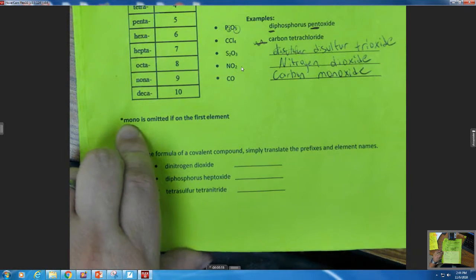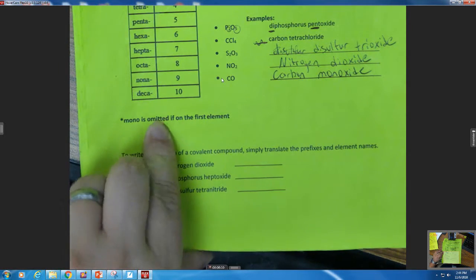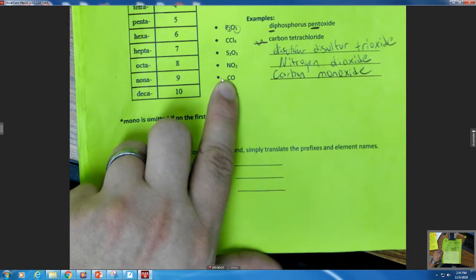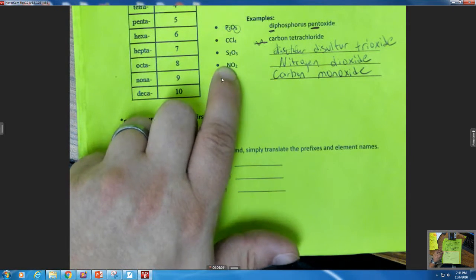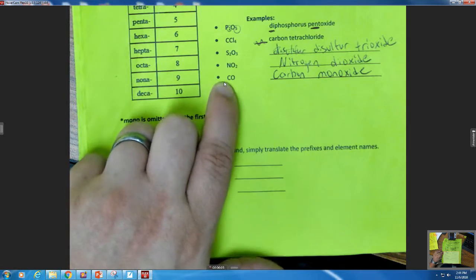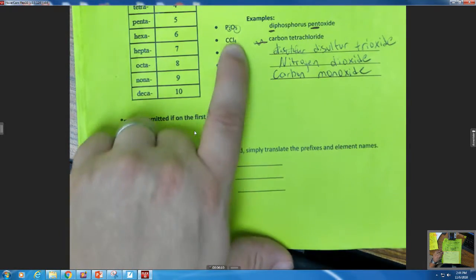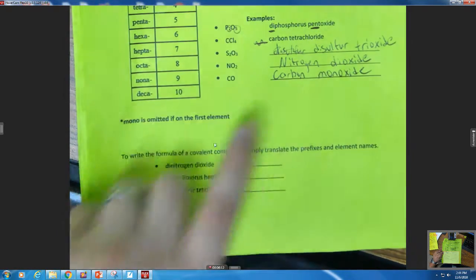Again, there's a note there. Mono is omitted, meaning you leave it out, if the first element only has one atom. So notice again, there was no mono in front of nitrogen or carbon there, but the second element always has to have a prefix, even if it's mono.